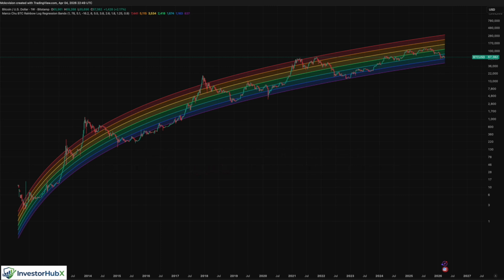Notice how every single cycle, 2013, 2017, 2021, Bitcoin ran into those red bands and came crashing back down. And every single bear market bottomed somewhere in the blue and green. The model isn't perfect. Bitcoin could break the trend, adoption could accelerate it, or a major crisis could break it. But for 14 years, this regression has held. That's not nothing.